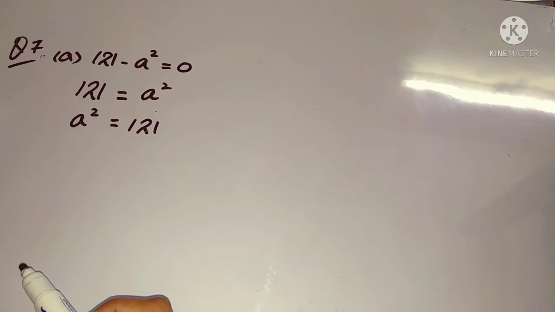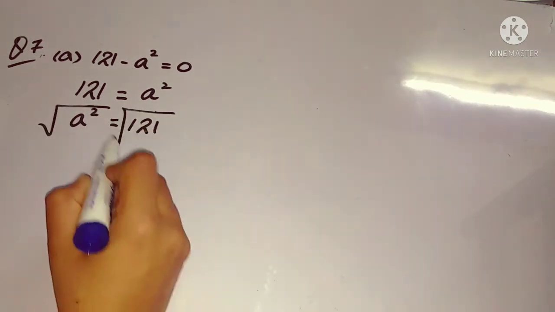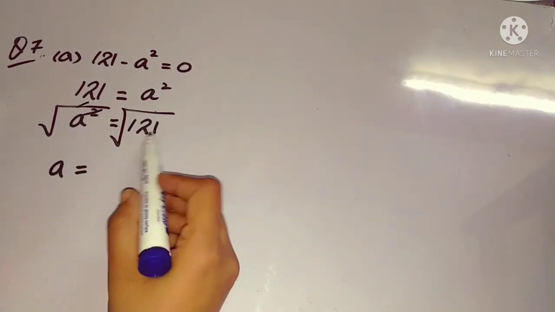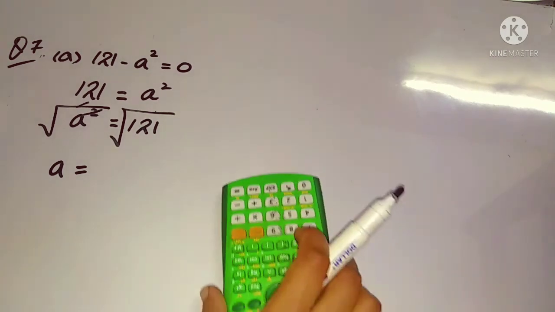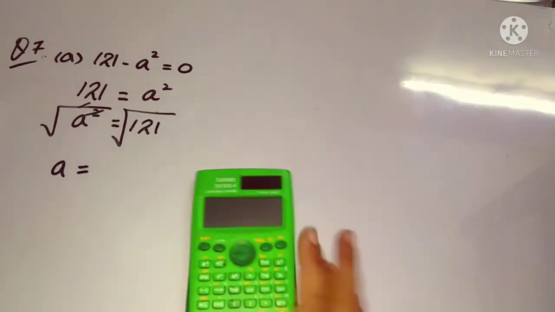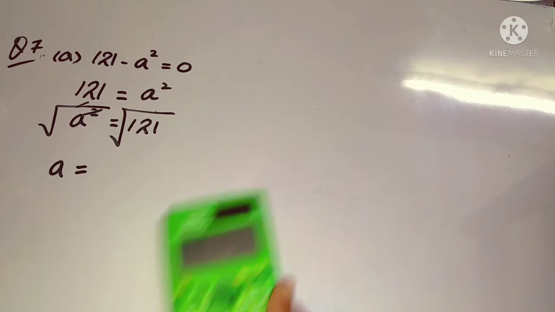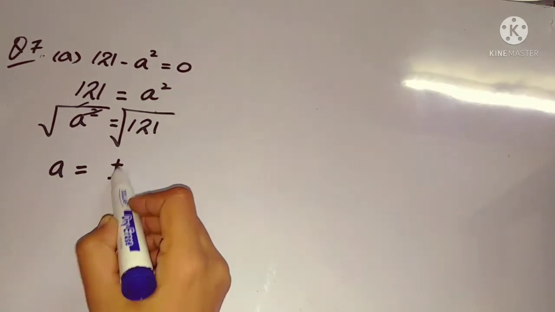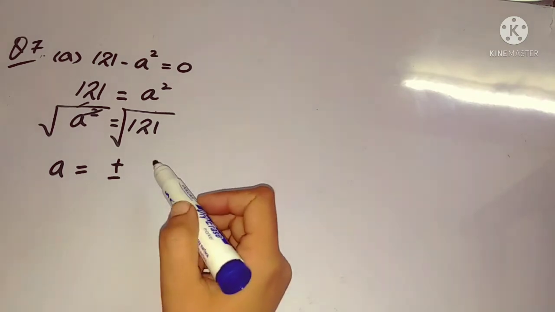Remember that whenever you want to remove the square, you have to take the square root on both sides. So this square and square root will cancel each other, and when you take the square root of 121, you will get 11. The square root of 121 would be equal to 11, so plus minus 11. As you can see, with a square root, both values can come, plus and minus.